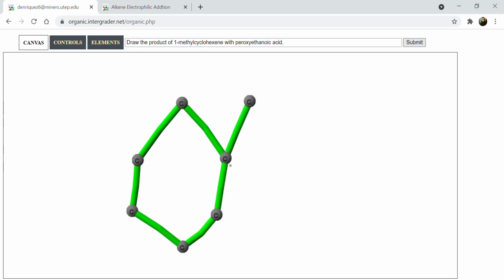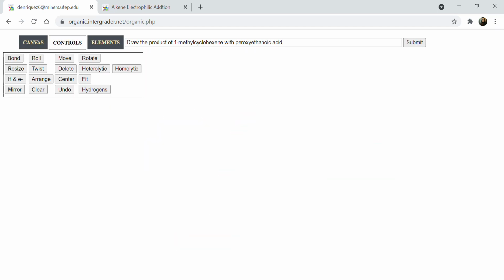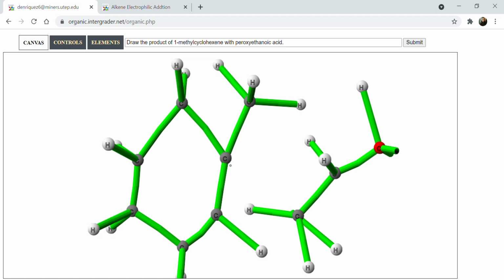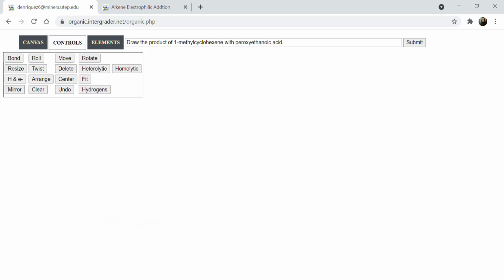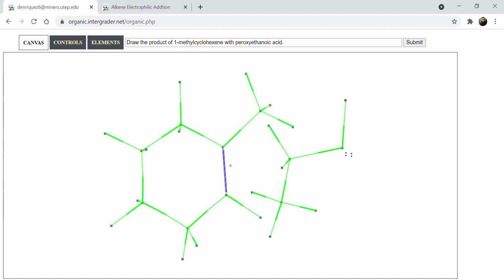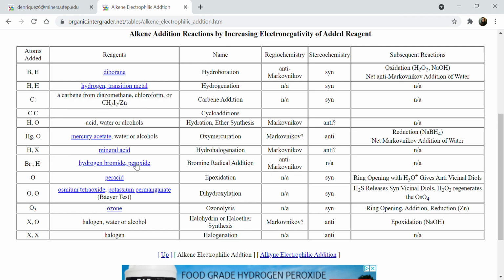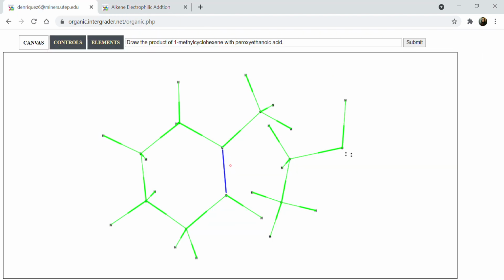Okay, I have my methylcyclohexane, and then my ethanoic acid. Okay, and so now I'm just going to go to my chart, and I have my peroxyethanoic acid. So I see peracid right here. So what I'm going to do is epoxidation and make sure that my stereochemistry is syn. So this will give me a ring, like we were doing with the other homework with the epoxides.